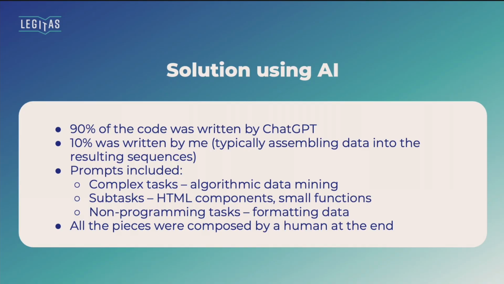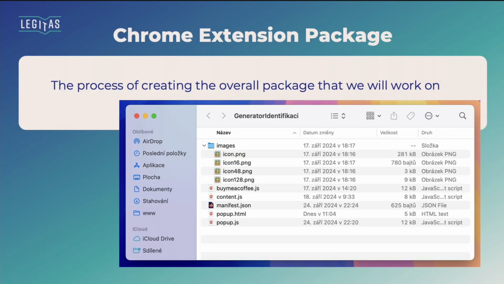When I was using ChatGPT, the code and the software was more or less written by 90% was written by ChatGPT. The rest 10% was my human input in terms of the idea, in terms of the composition of data, in terms of finalization of that whole product. This is the final product of the extension package.